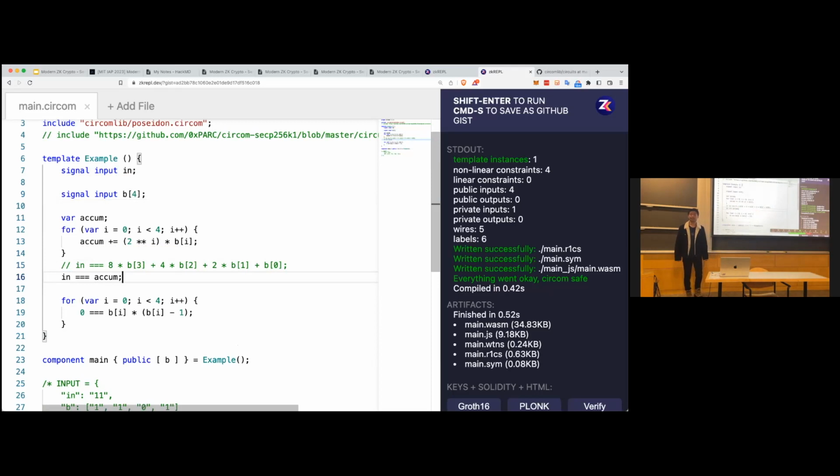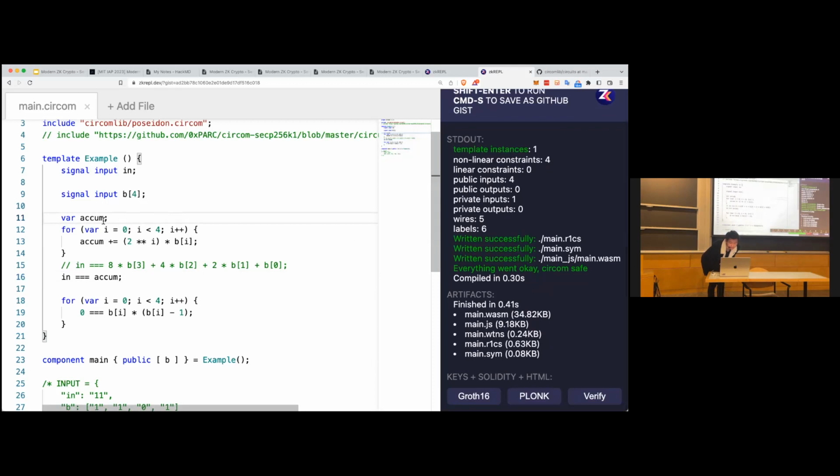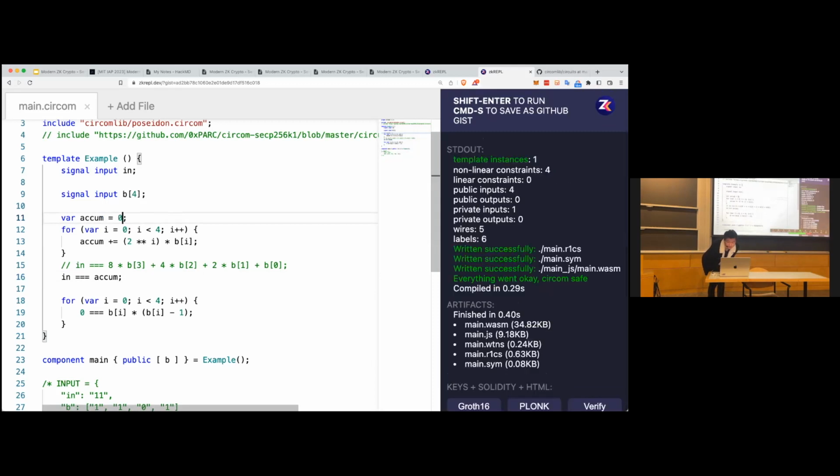Are variables 0 initialized by default? I believe so, yeah. I mean, we can see what happens if we do and don't do that. So let's press Shift-Enter. It looks like this is fine. Let's see if this is fine also. It looks like that's fine too. Yeah. Maybe it's safer to 0 initialize them, actually. I don't remember off the top of my head.